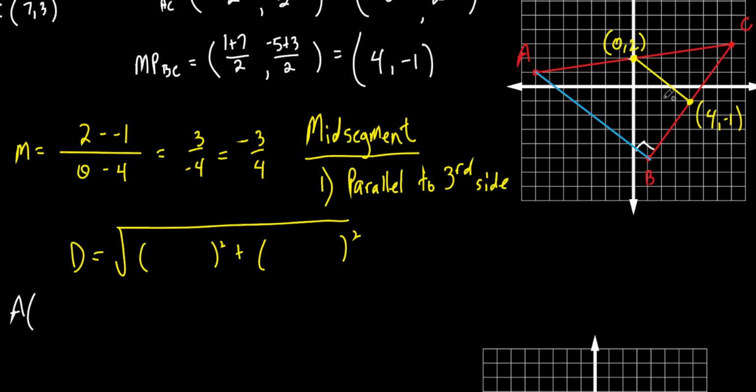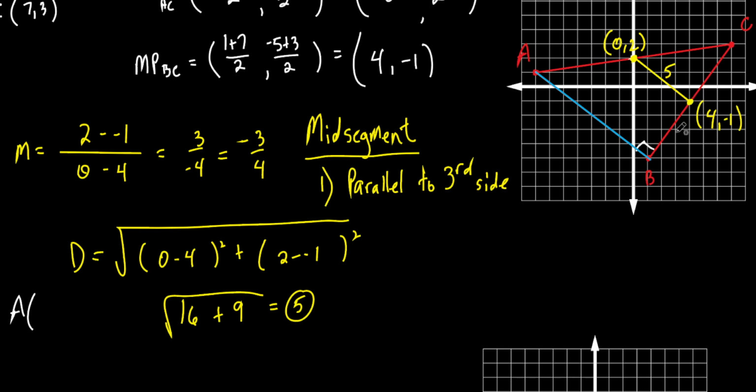So we subtract the x's from each other. So that's 0 minus 4. Subtract the y's, 2 minus negative 1. What do we get? Negative 4 squared. What's 4 squared? 16 plus, what's that going to be? 2 minus negative 1, that's a 3. 3 squared is 9. What's the distance? It's the square root of 25. What's the square root of 25? It's 5. So the length of that yellow one is 5.